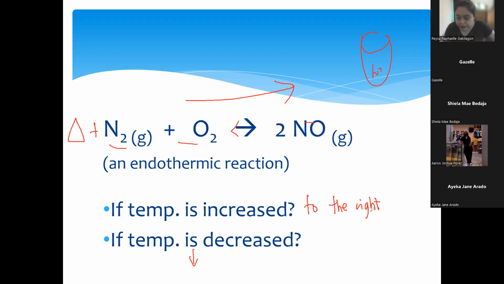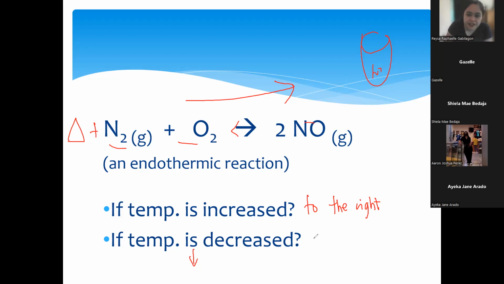Yeah, not all the time nilalagay yung heat or energy sa chemical equation. So minsan ilalagay lang whether it is endothermic or exothermic reaction. So you should know also ano ibig sabihin ng endo and exothermic reactions. Okay, so where is our shift here?